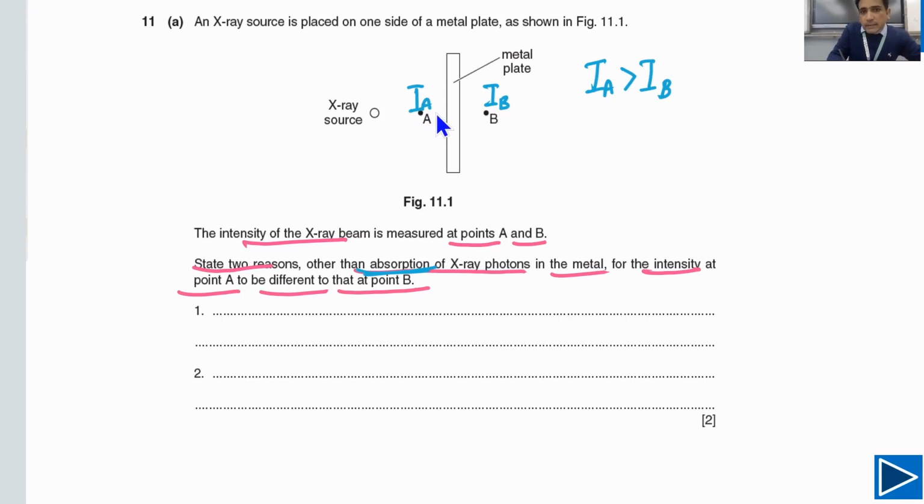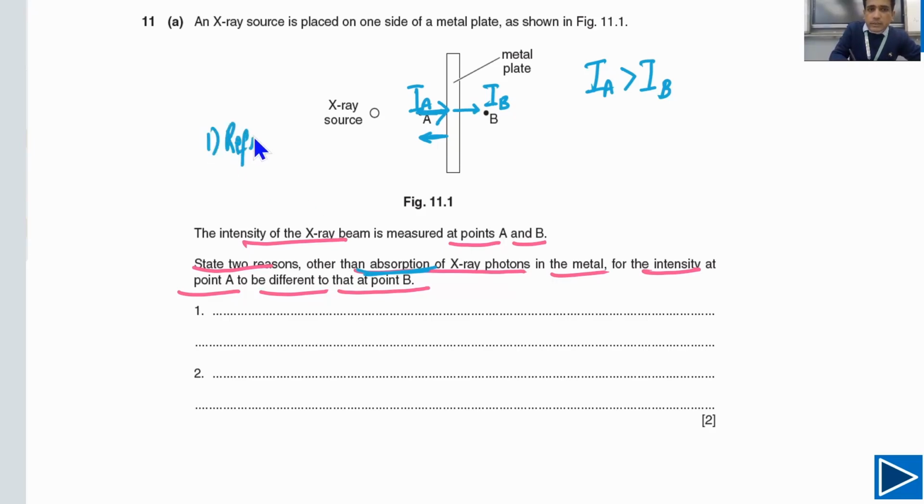As X-rays are coming from here, let me draw this arrow. Let's say this is the intensity of the incoming X-rays. Some X-rays will pass through this one, and some X-rays will be reflected. So first thing you will say, some of the X-rays will be reflected back. So one reason we can say is simply reflection.